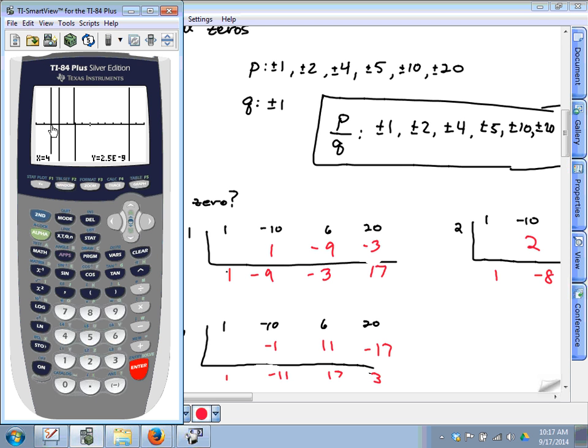And here's what I would suggest that you do. Rather than just looking and saying, hey, look, -1 works, hit trace. Everybody hit trace. Do it. Hit trace. And then type in the number -1 and hit enter. What's the point at -1? -1 comma 3. -1 isn't an x-intercept because y doesn't equal 0. Okay? So that one's gone. This one is not an x-intercept. This is the y-axis right here, so that's not an x-intercept.